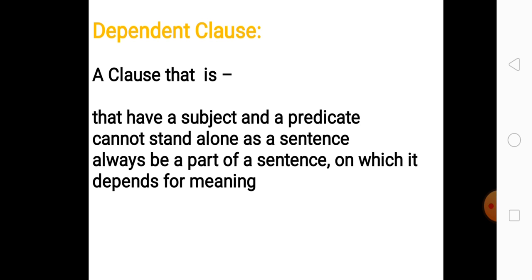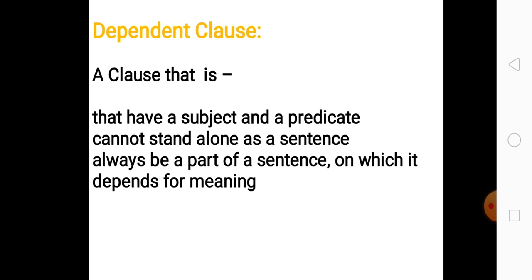Now the next is the dependent clause. As the name suggests, it is a clause that cannot stand on its own, and it depends on the main clause to complete its meaning. It has a subject and a predicate, but it cannot stand alone as a sentence. It is always a part of a sentence on which it depends for meaning. This dependent clause is also known as a subordinate clause.